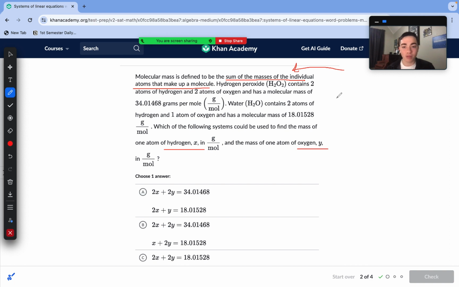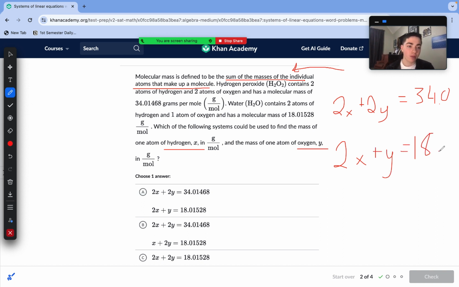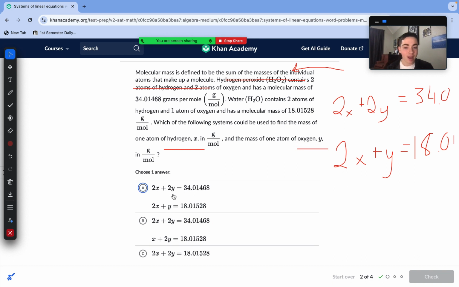So hydrogen peroxide is just pretty much 2X + 2Y = 34.0 whatever, and then oxygen is just 2X + Y = 18.01528. And then this is all we have to do here. We just had to write them out, and we can see that answer choice A matches our equations here.